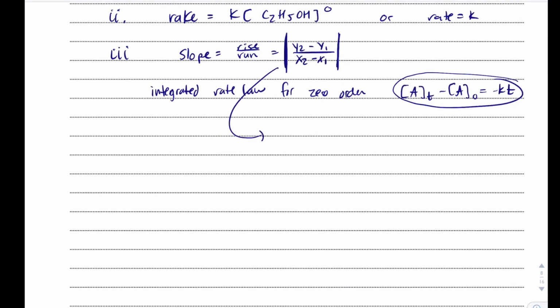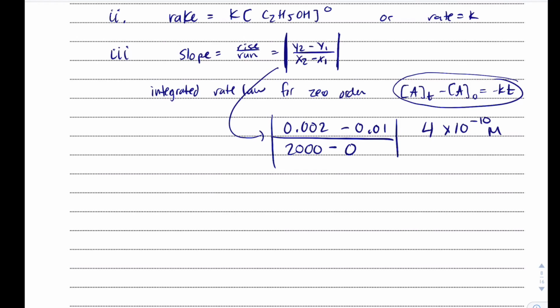So I'm going to do that down here. 0.002 minus 0.01. I can't talk today apparently. Over 2000 minus 0, absolute value, and we get 4 times 10 to the minus 6, and the units of that will be molarity seconds minus 1, or molarity per second. Because we don't have any concentration here, the units of k have to be the correct units for rate.